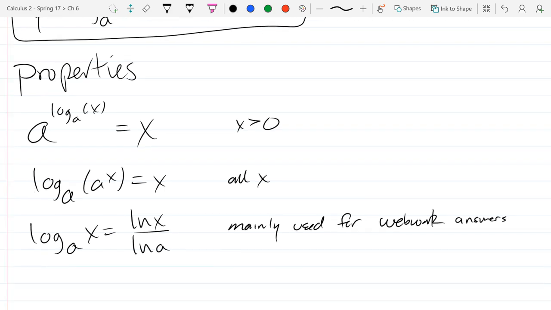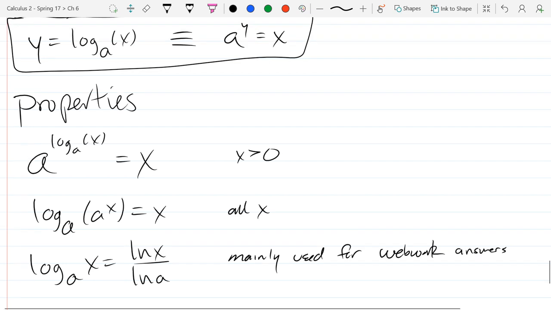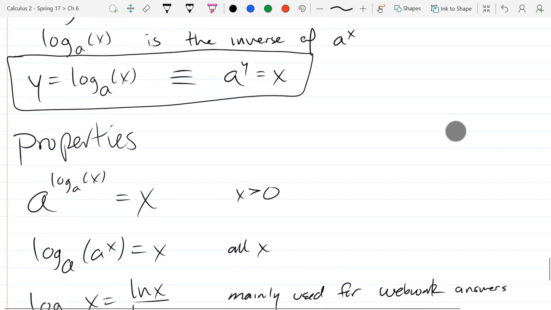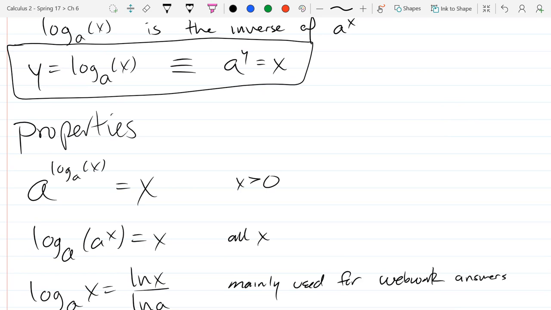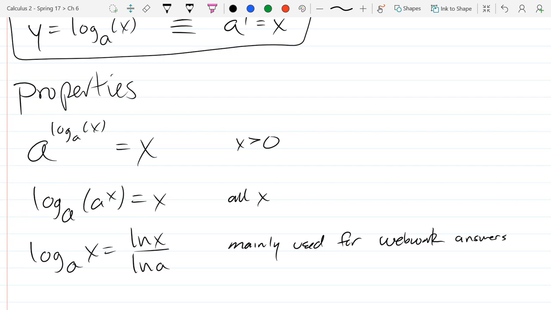So how do these first two properties work? These are basically what it means to be an inverse function. If we look at how this is defined, your a is raised to this power. What is this power? It's the inverse of the a to the x function. So it cancels out to x. And this log base a of a to the x, that's log base a of its inverse right there, so it cancels out. The first two properties are just by definition.